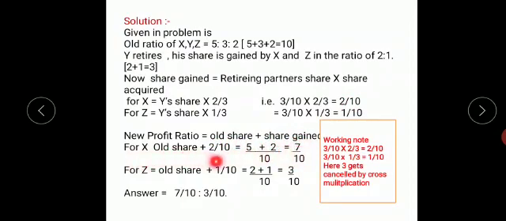So for X, the old ratio is 5 upon 10 plus 2/10, that is 5 plus 2, which gives me 7 by 10. Similarly for Y, his old share plus 1/10 which he has gained. So 2 plus 1 is 3, you will get 3/10. So the total, 7 upon 10 and 3 upon 10, gives us a total of 10. 7 plus 3 also is 10. So the problem is correct.